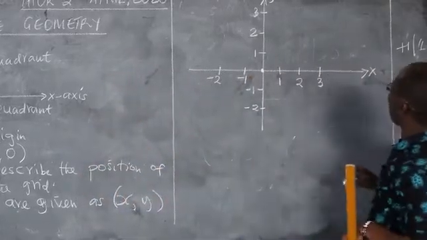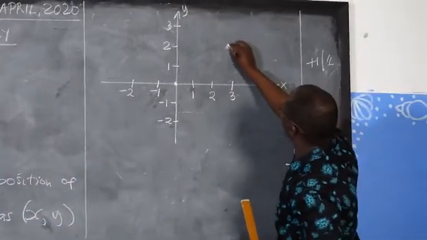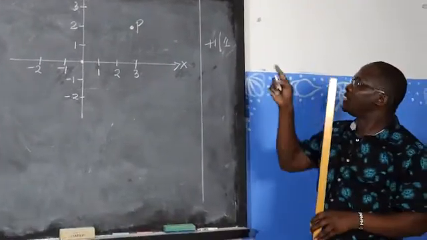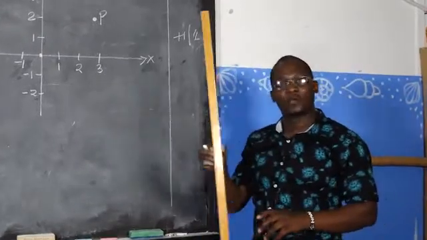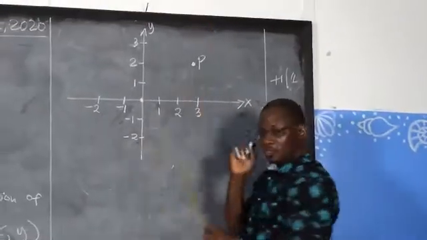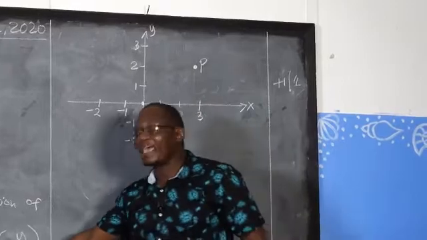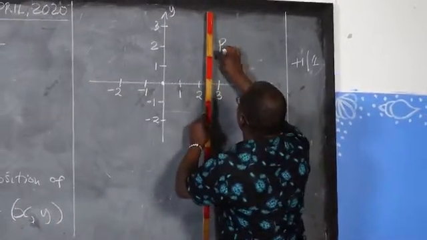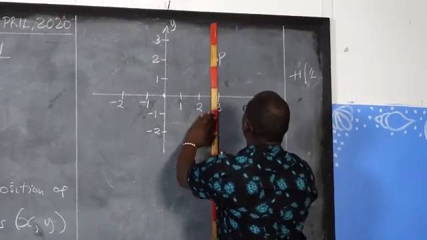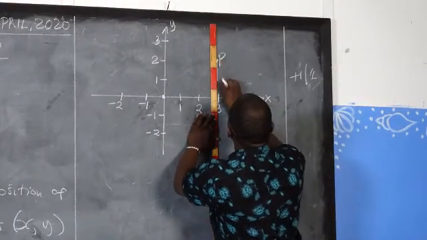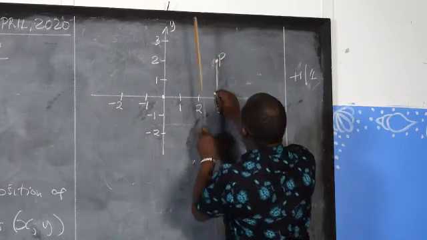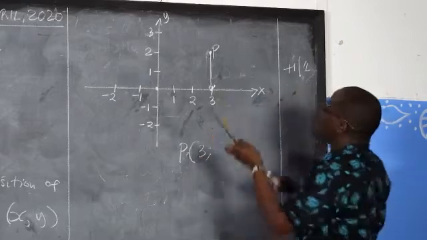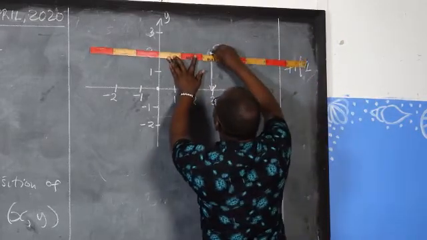For example, here I have point P. You are asked to write the coordinate of the point P. The first thing, take your ruler, and note that the first coordinate should be read on the x-axis. So the order is very important. Draw your vertical line from P to the x-axis. So that is 3. Put a comma, then draw a horizontal line to the y-axis.